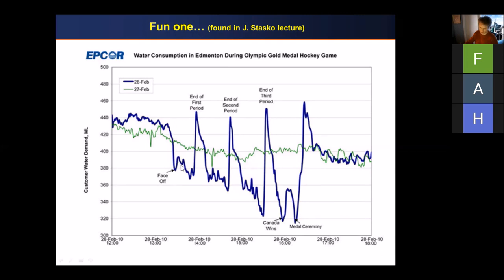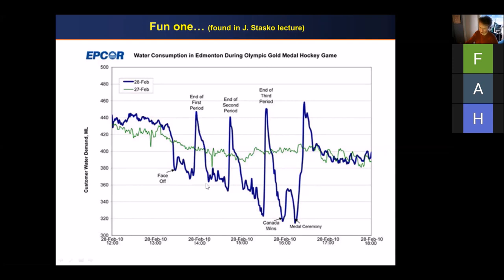The water consumption was very low over time, and then it went really up. And then it was low again, and then went really up. And then it was low, and went really up, as compared to the original water consumption over the day before. And then you can just map it, right? You can say face-off was here, that's when the game starts. And then at the end of the first period, everyone maybe gets water or goes to the bathroom and flushes the toilet, something like this.